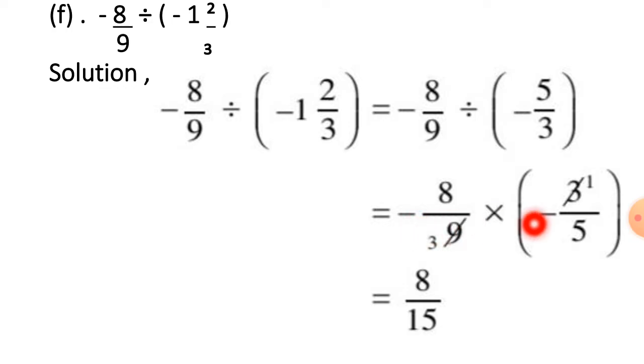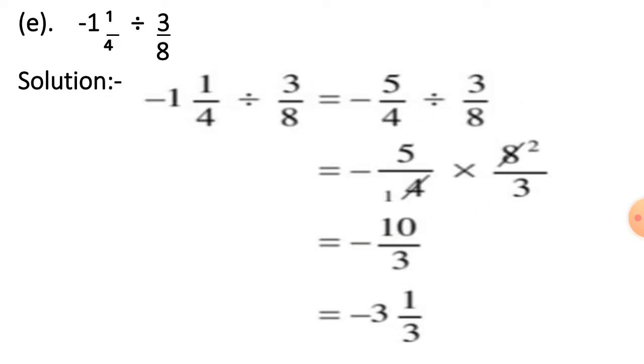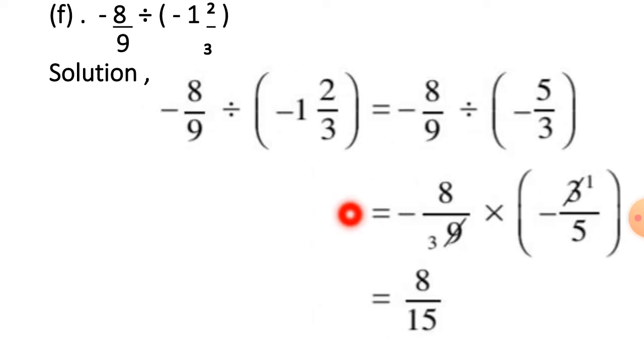What about these minus signs? Minus and minus get plus, so 8 over 15 is the answer.